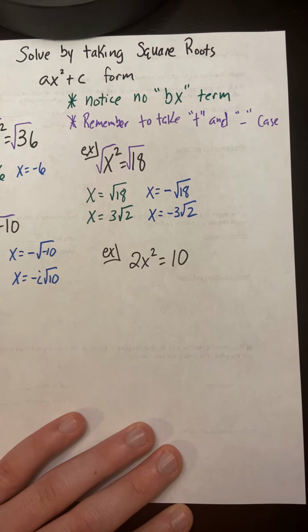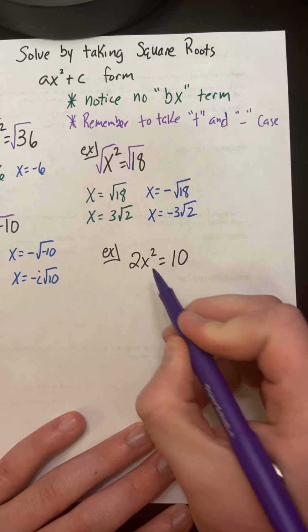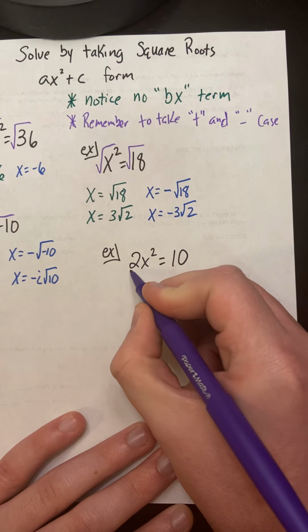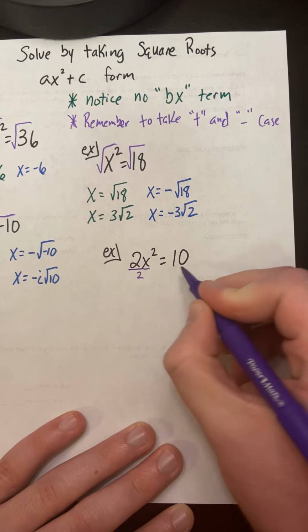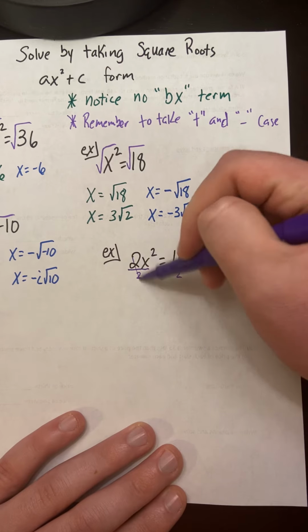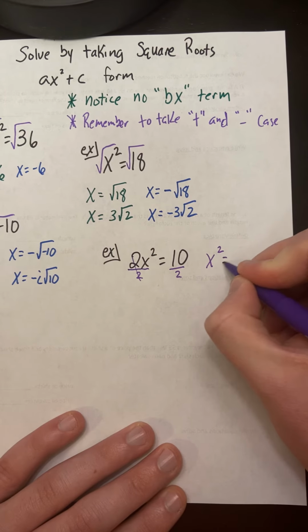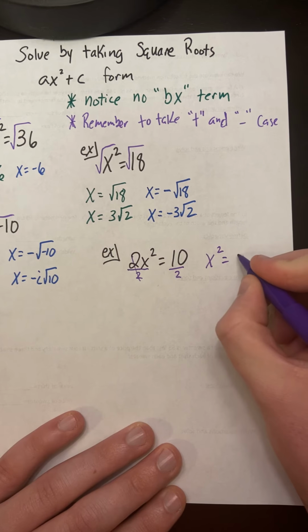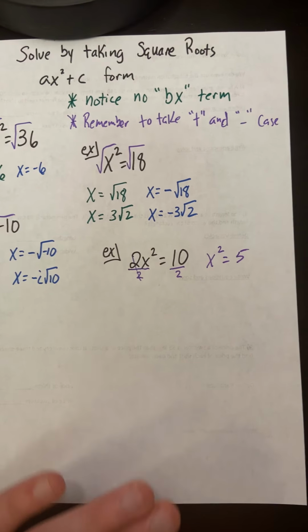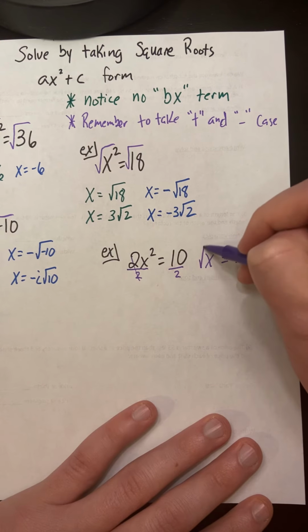So the skill we need to talk about here is understanding that this 2 is stuck to the x squared by multiplication. So I want to get that x squared by itself. Understanding that it's stuck by multiplication, I'm going to undo this by division. Now we're left with x squared is equal to, on the right side, 10 over 2, which is 5. Now we have that squared term by itself. Now I'm going to take the square root of both sides.